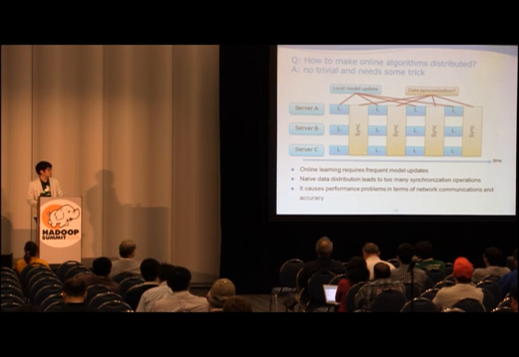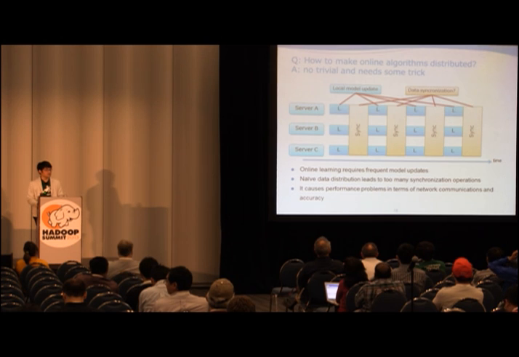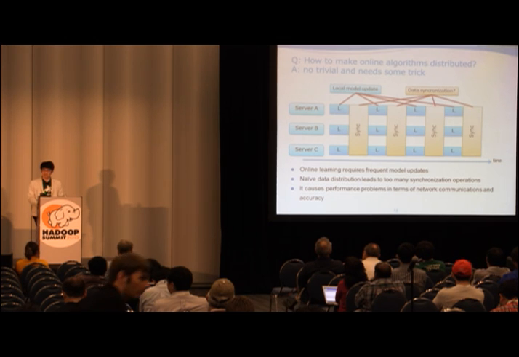For example, we have 3 servers here, and each server trains its local model by itself, and sometimes they communicate for synchronization, and after that, they iterate their local model updates. But online learning requires frequent model updates, and naive data distribution between the servers leads to too many synchronization operations, and so it causes performance problems in terms of network intensity or model accuracy.